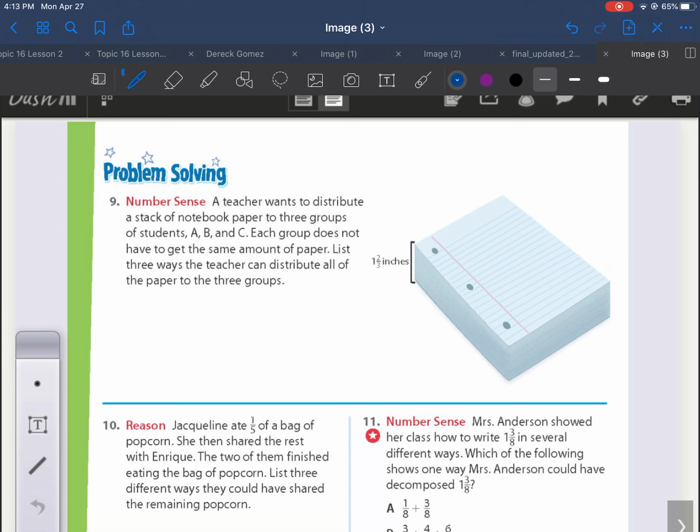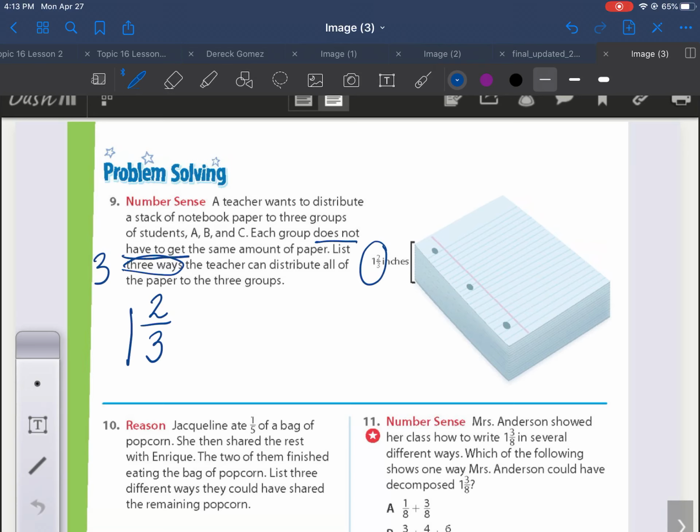Go ahead and turn now to the next page. Number 9 says, a teacher wants to distribute a stack of notebook papers to 3 groups of students, A, B, and C. Each group does not have to get the same amount of paper. List 3 ways the teacher can distribute all of the paper to the 3 groups. So they want me to list 3 ways. So the total is 1 2/3.